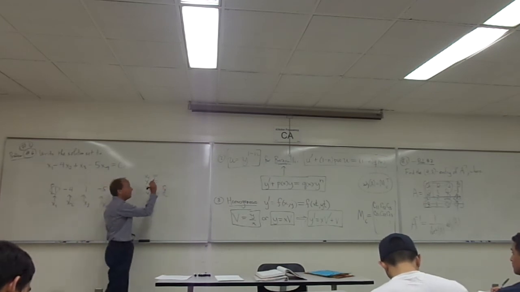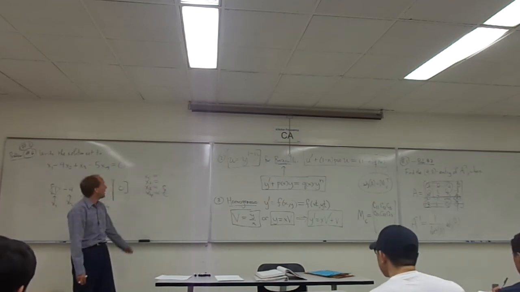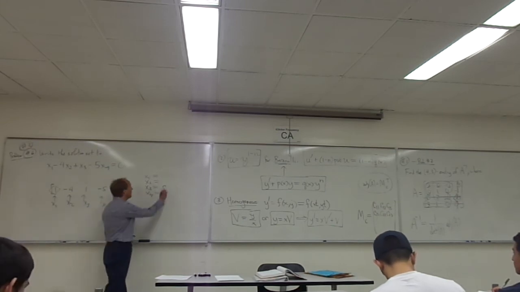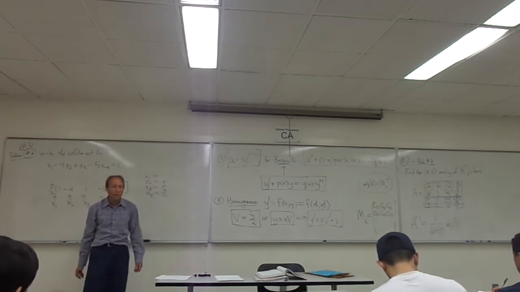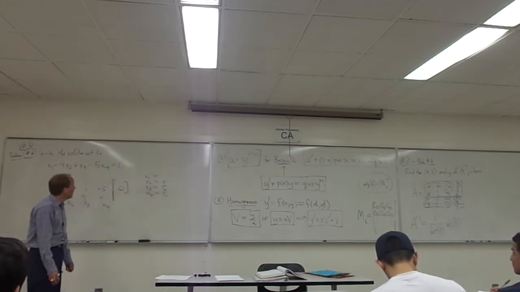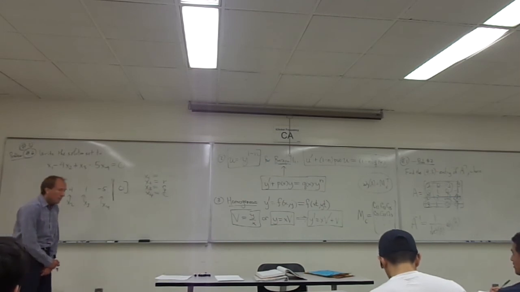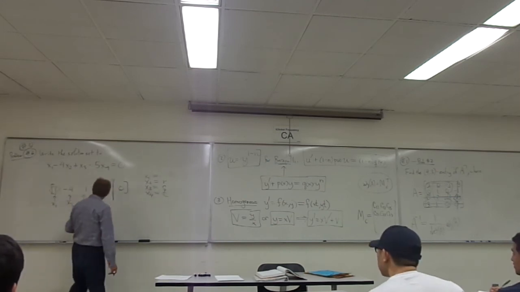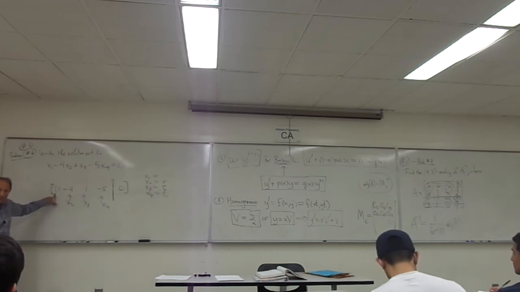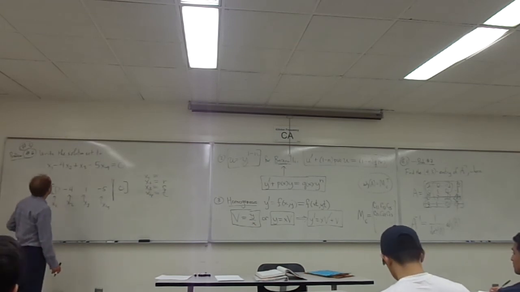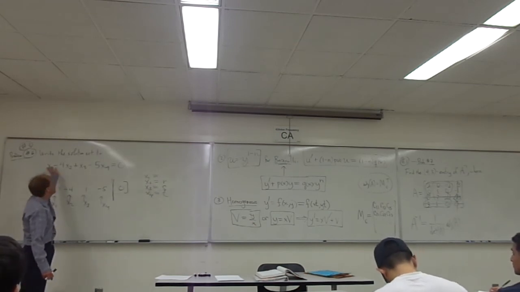S, again, is a free variable, not pivoted. What about x2? R. R, very good. It's free, it's not pivoted. And then what about x1? X1 is not free. There's a pivot corresponding to it, right? And so therefore, we can solve for it in terms of the other variables.